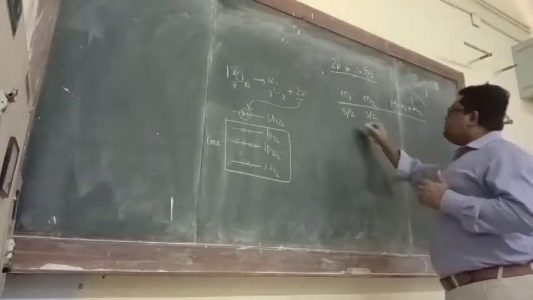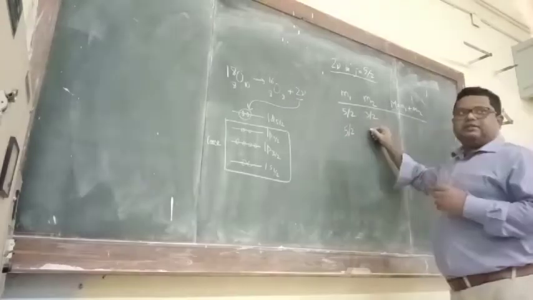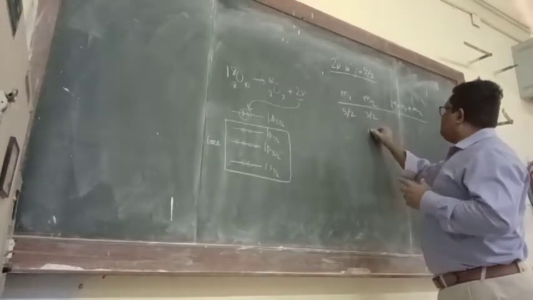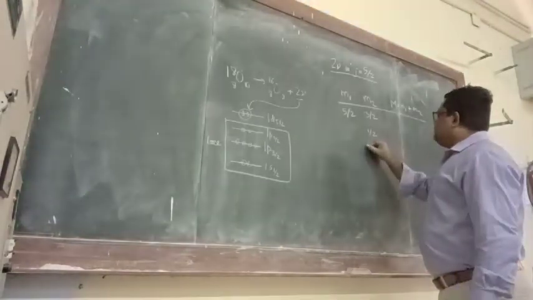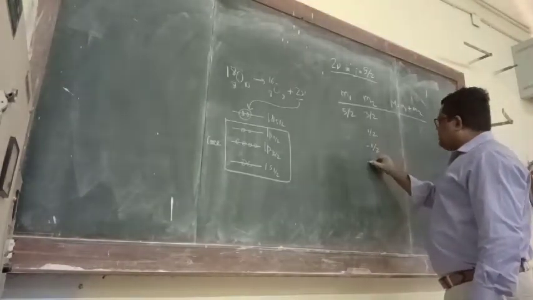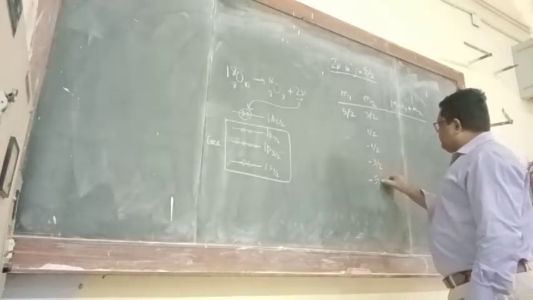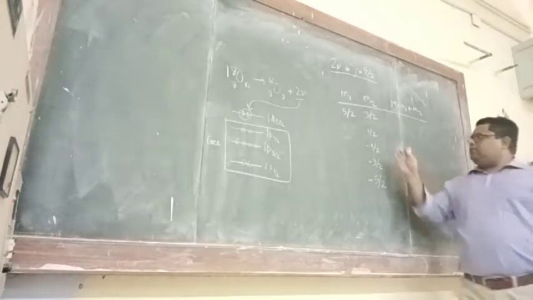3 by 2. Okay. Similarly, again, 5 by 2. Here, what's the next number? Half. Let me just not write this again, so let me write half. Next, minus half. Next, minus 3 by 2. Next, minus 5 by 2. That's it. This exhausts the possibilities.